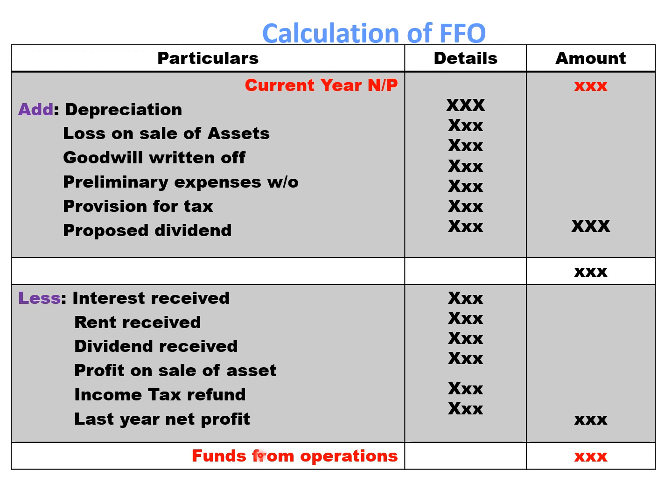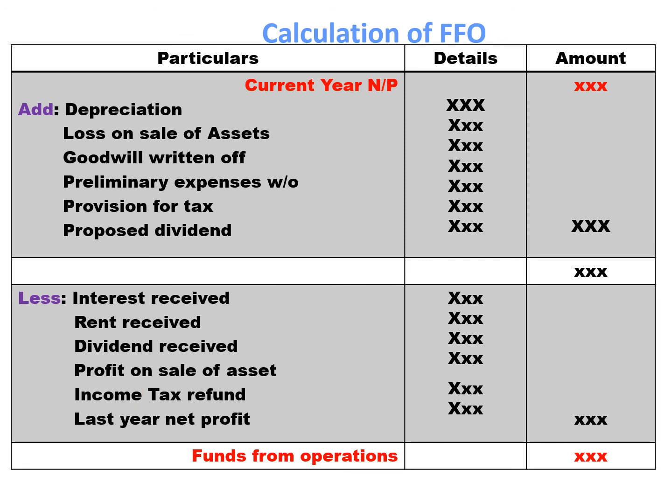The same thing, students, you can calculate in the form of an account. How? All add items will come in the debit side and all less items will come in the credit side. As we follow the accounting principles, on the debit side we take expenses, on the credit side we take incomes. So depreciation, loss on sale of asset, goodwill written off, preliminary expense written off, provision for tax and proposed dividend. All these expenses are to be taken on the debit side and all the incomes are taken on the credit side. So we get the answer.